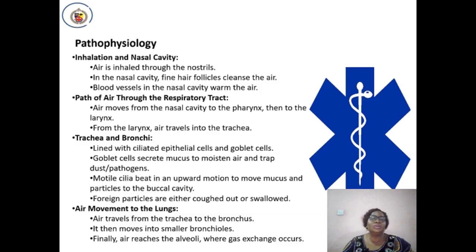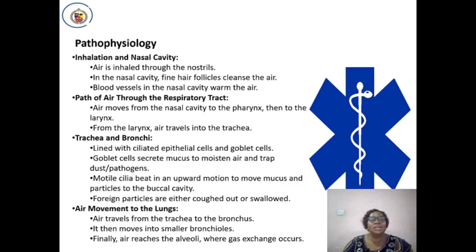Now the pathophysiology. Inhalation and the nasal cavity. Air is inhaled through the nostrils. In the nasal cavity, fine hair follicles cleanse the air. Blood vessels in the nasal cavity warm the air. Part of the air passes through the respiratory tract. Air moves from the nasal cavity to the pharynx, then to the larynx. From the larynx, air travels into the trachea.